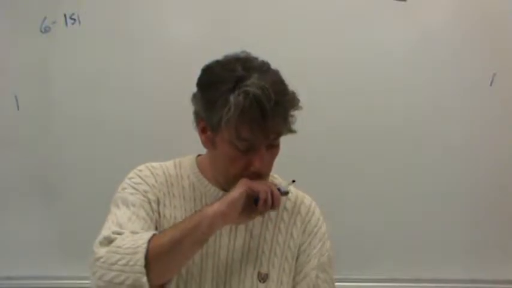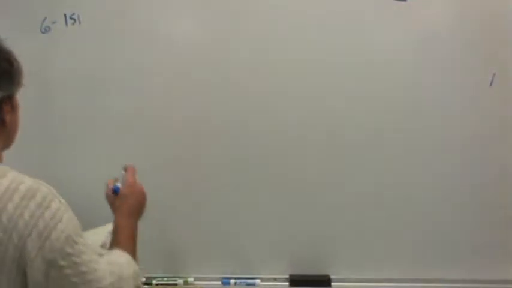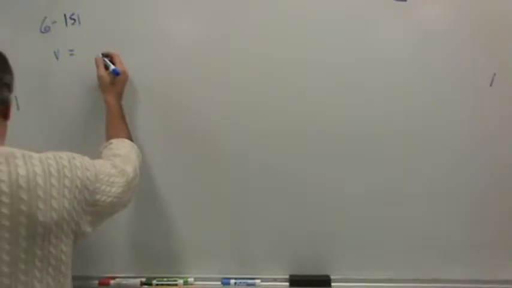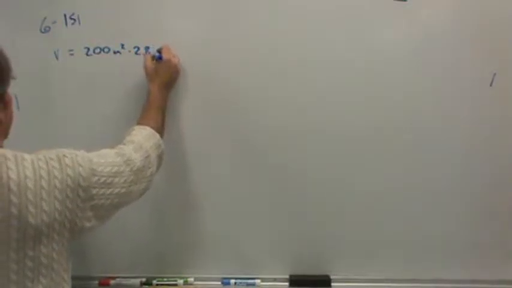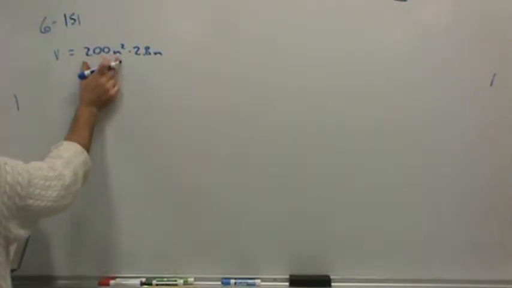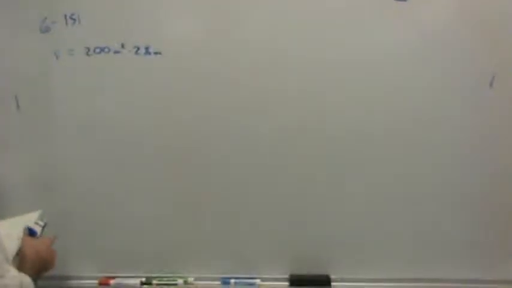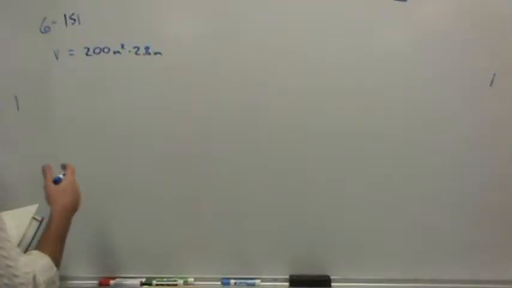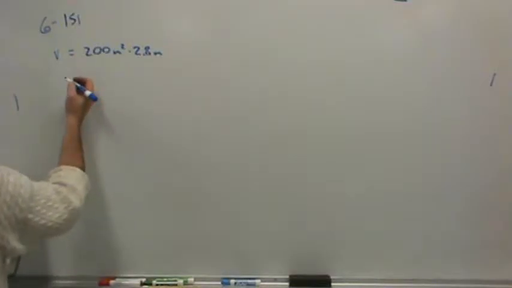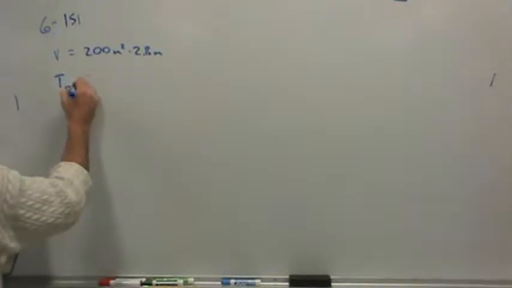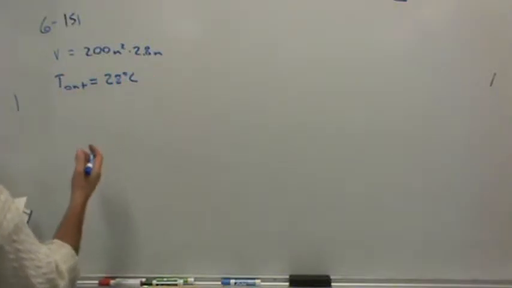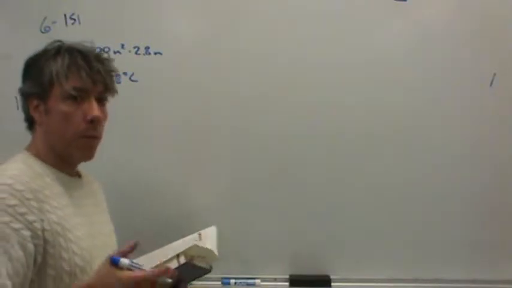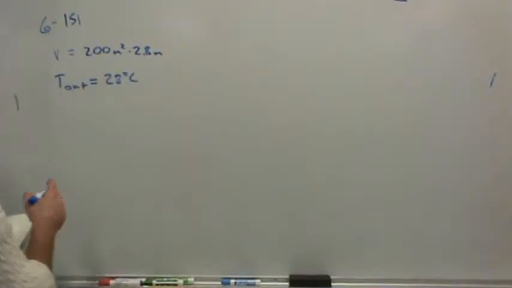And when we worked it, what we found is that the volume of the home was 200 square meters times 2.8 meters. This was the floor area times the height. And I didn't multiply those two together separately. It's not all that important. The temperature of the outdoors is given in this problem. It's 28 degrees Celsius. So we were in heating mode in problem 150. Now we're in cooling mode. Now we're in the summer.